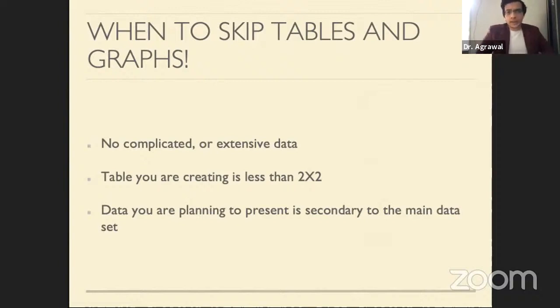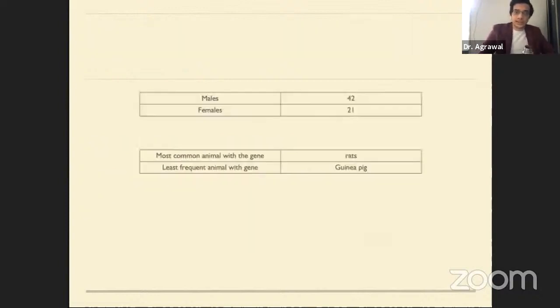And if the data you are planning to present is secondary to the main data, include it in the supplementary materials instead of including it as a major table or a major graph, because usually journals have a restriction on the number of tables or figures that they allow. So make sure that the tables that you have used are important enough to be included as a table and not just for show. So understanding this, this is an example of two tables that I have created. And I want you guys to tell me whether they deserve to be in a table format or not.